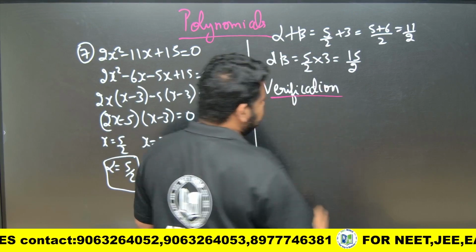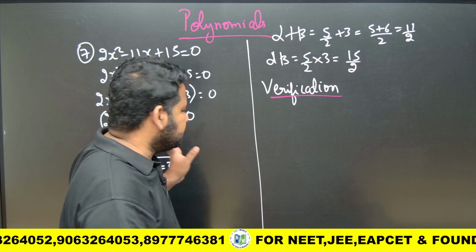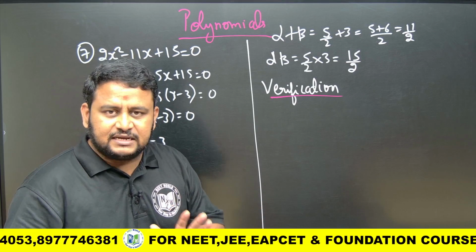So, for verification, what should I do, friends? First, I should write the standard form and write down the given question, so that I can compare and get the values of A, B and C accurately. Then I will not go wrong.